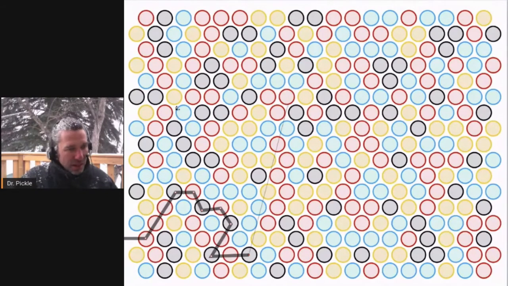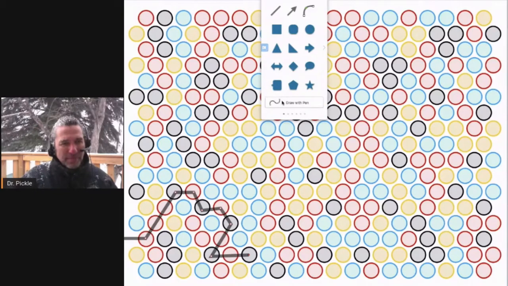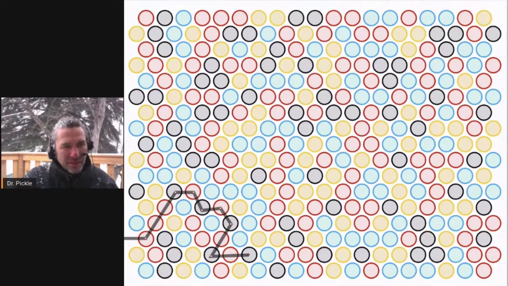Okay. We are going to try again. Oh, stop this. Okay. I'm going to try again with black and red. Here we go.